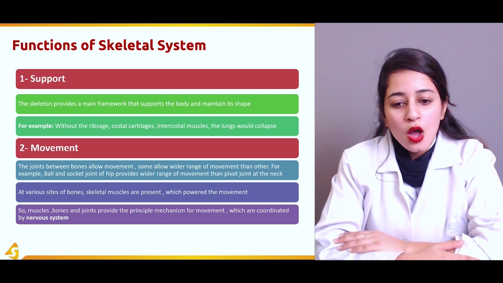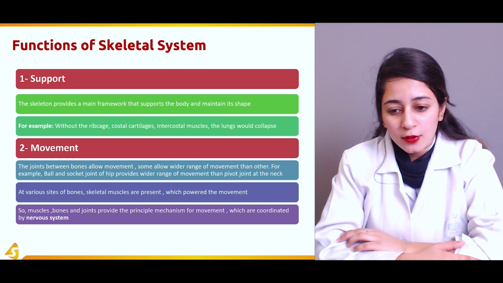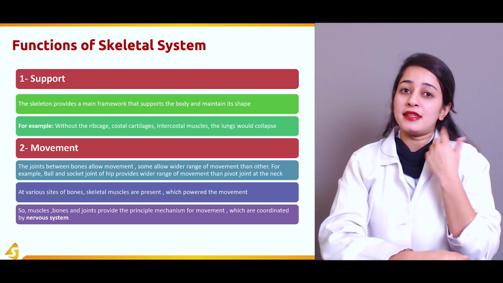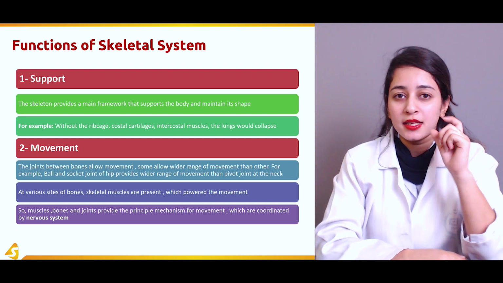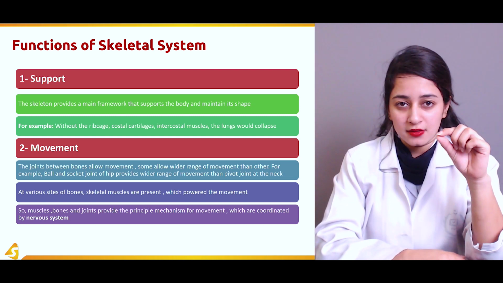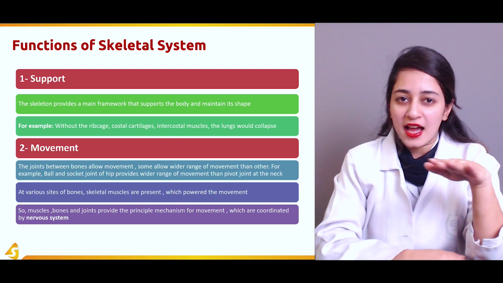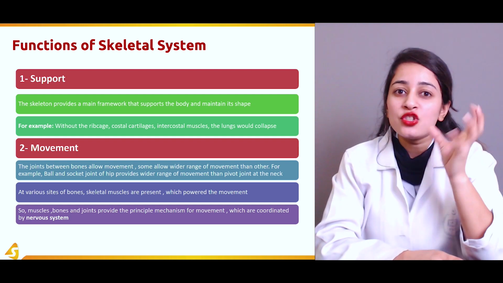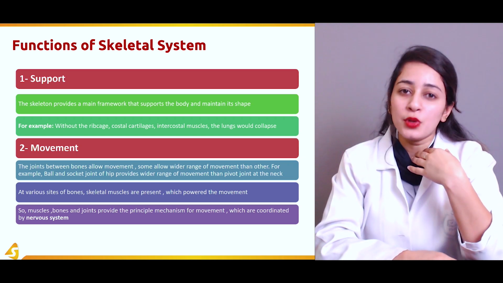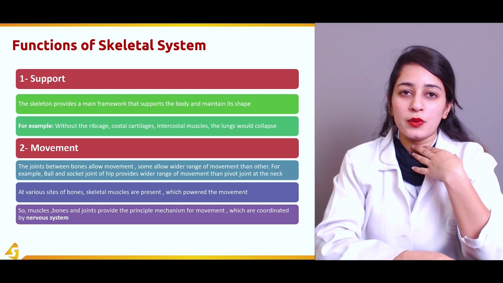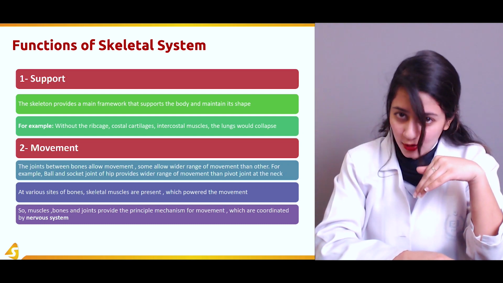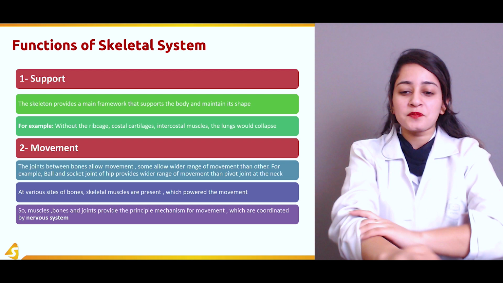That's natural. For example, the ball and socket joint of the hip provides a wider range of movement than the pivot joint at the neck. The bones at the neck joint are flat, so there is no wide range of movement. We can do nodding movements, we can perform yes or no. We can perform a little bit of extension and a lot of flexion on the neck bones.